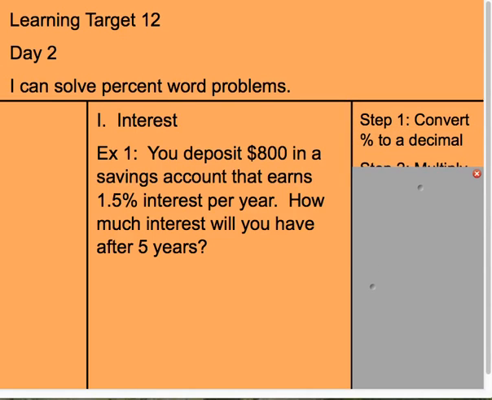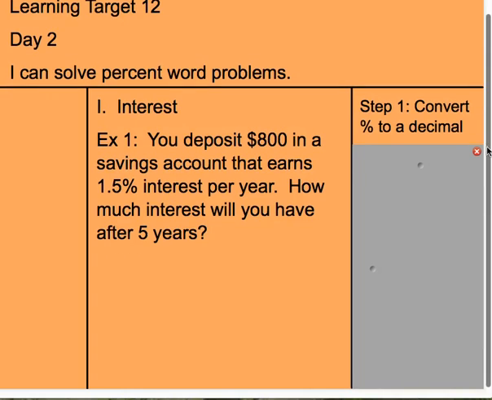Our first step is to convert the percent to a decimal. Remember, in yesterday's lesson we learned that a percent is a ratio that compares a number to 100. So when we convert our percent to a decimal, we divide it by 100. Essentially, when you divide by 100, you move the decimal 2 places to the left. So 1.5% equals 15 thousandths, or 0.015, as a decimal.